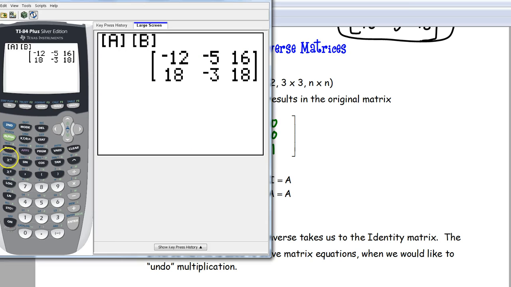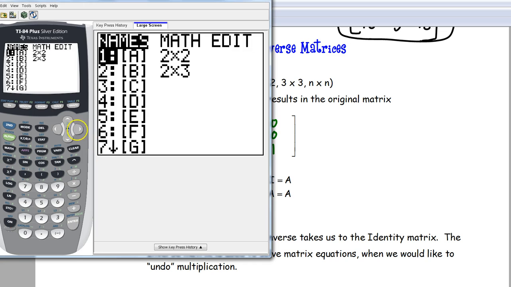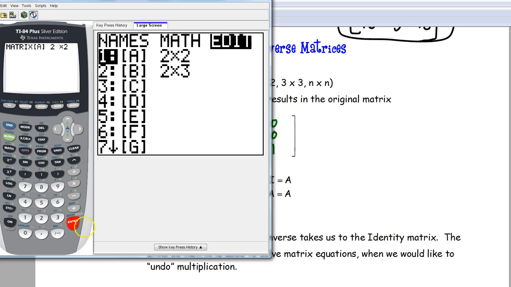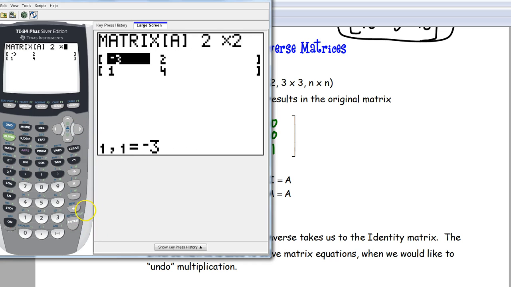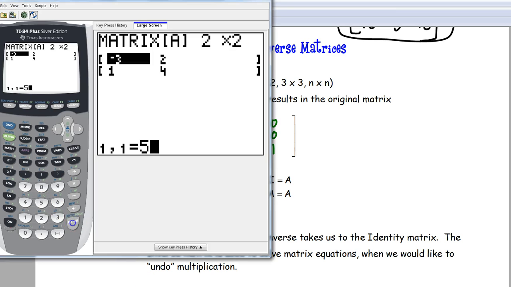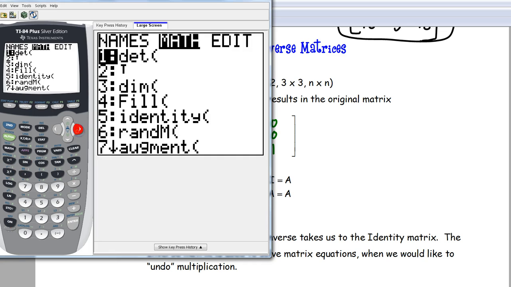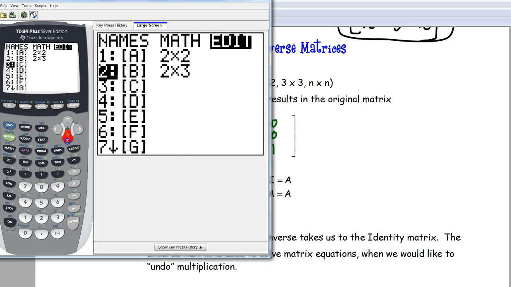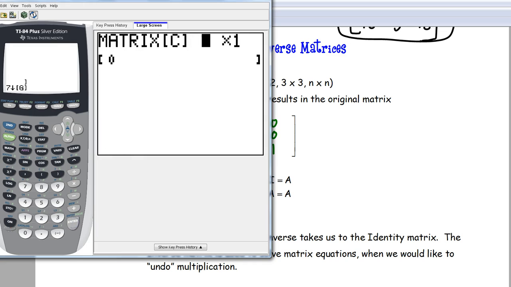Let's plug that in, second matrix. I'm going to go to edit. I'm just going to replace matrix A because it's already a 2 by 2. 5, 3, 2, 4. Okay, now I'm going to go to second matrix again. I'm going to go over to edit, and I'm going to edit matrix C this time. 2 by 2. 1, 0, 0, 1.